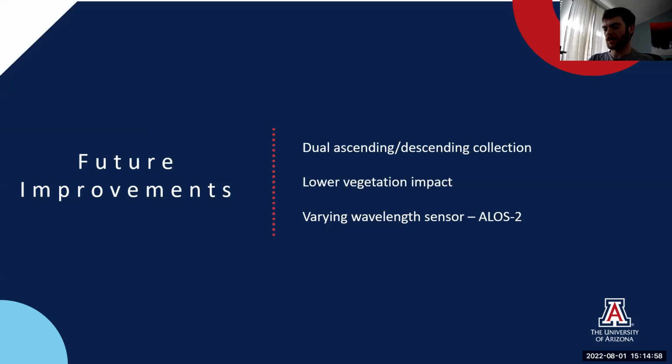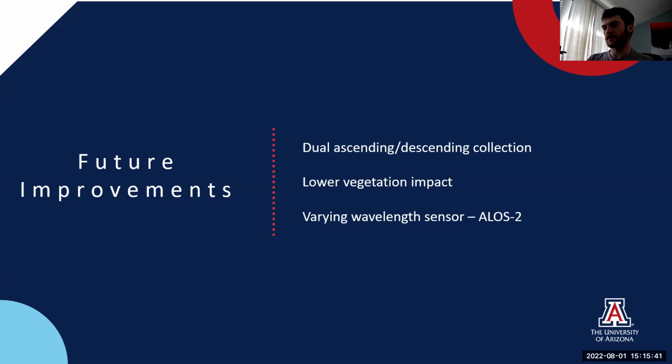So with the entire project finished, there are a few things I would have changed if I was to do this project again. One thing is to collect or to use both ascending and descending collections. As I mentioned, I could only calculate the line of sight displacement because both of my collections were over almost the exact same point in space. And you can think of this like triangulation. If you have two perspectives, you can find the exact distance and location of an object. Because I only had one perspective, both of my collections were from the same place, I couldn't find the horizontal and vertical components of that displacement.